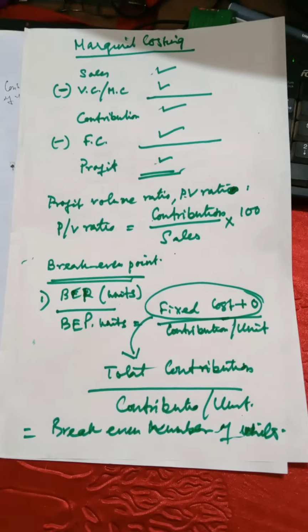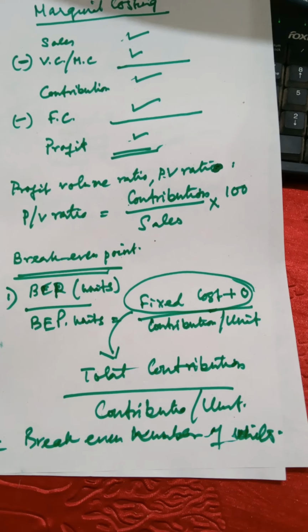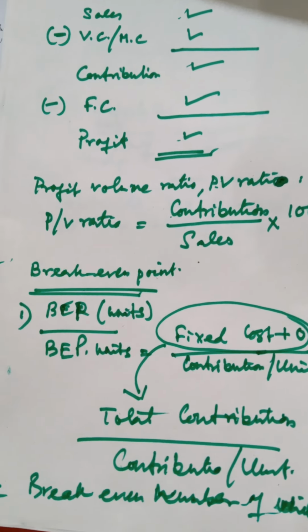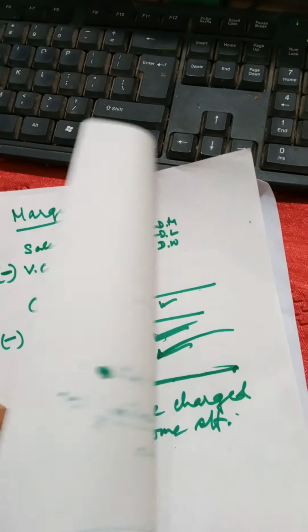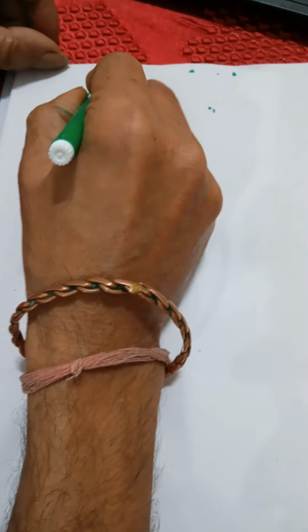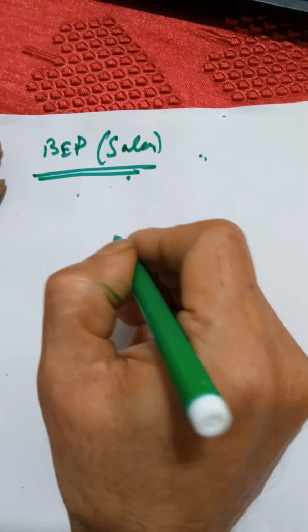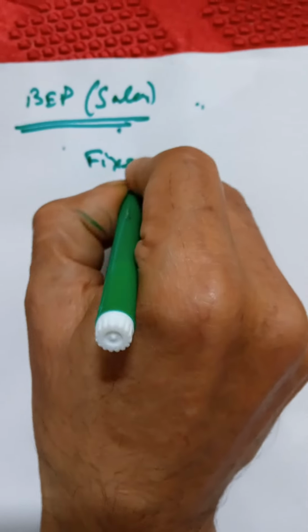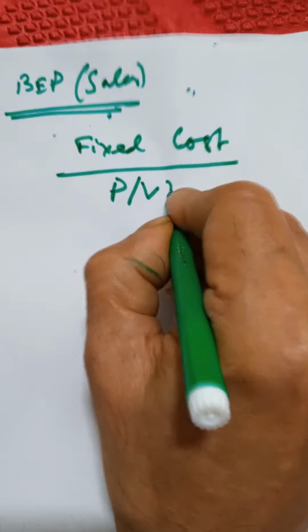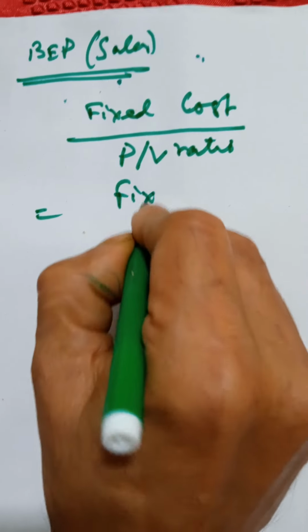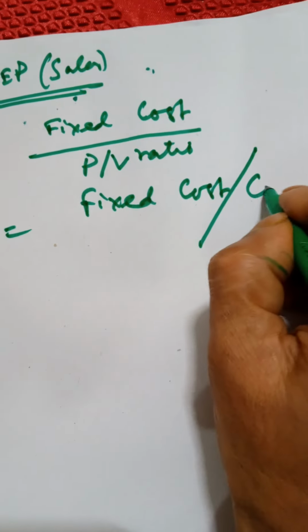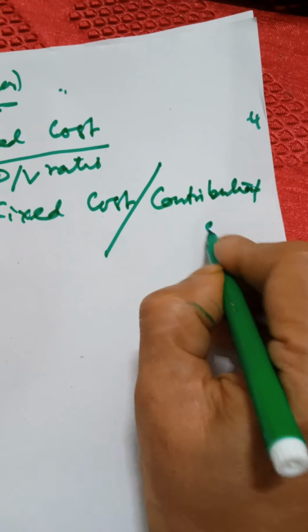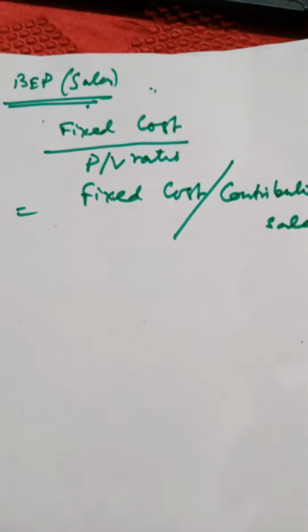The other idea is break-even in terms of sales or revenue. That means how much the producer must earn as revenue to recover only the expenses without leaving anything for profit. So next one is BEP sales. BEP sales is derived by dividing fixed cost by PV ratio. That is equal to fixed cost divided by contribution by sales. Fixed cost divided by contribution by sales gives us break-even point in terms of sales.